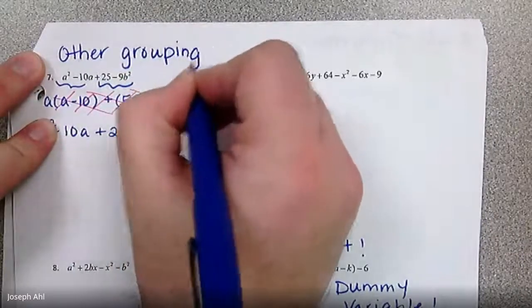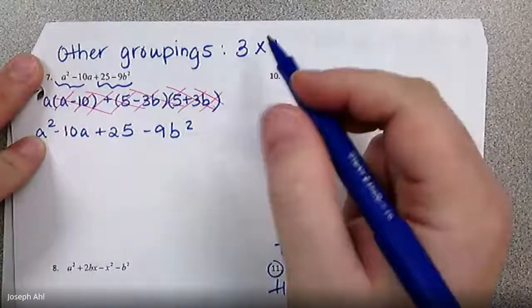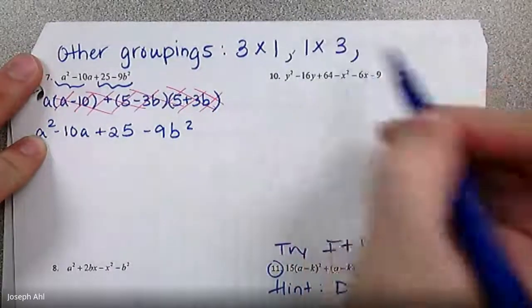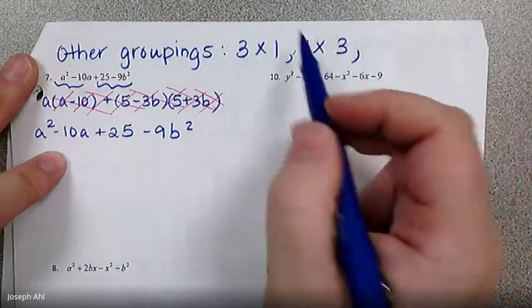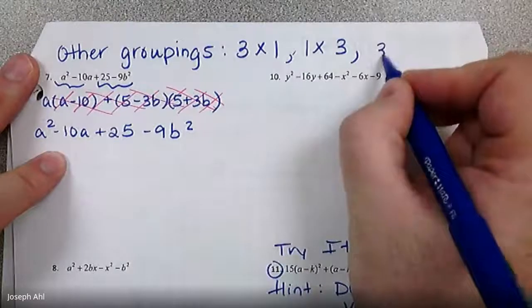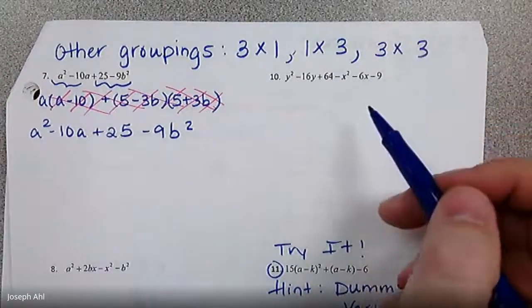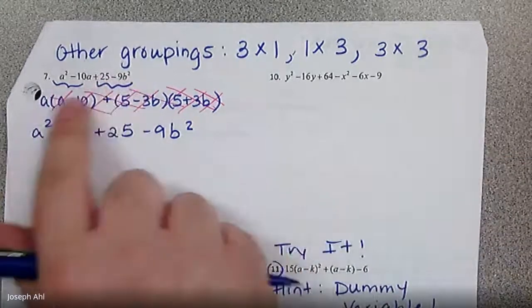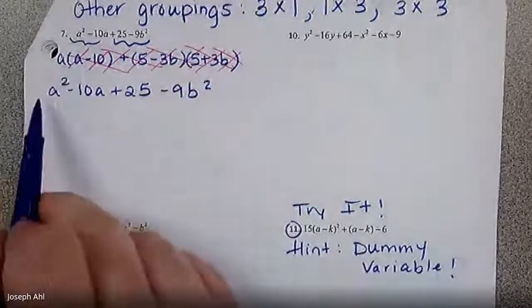And the other groupings that we're going to wind up seeing are 3 by 1. So group 3 terms together, leave 1 off to the side. Maybe it would be 1 by 3. These kind of seem the same, but they do look a little bit different. And then if you have a total of 6 terms, 3 by 3 will be the common technique for that. So since I tried 2 by 2 and 2 by 2 didn't seem like a good option here, why don't we look at 3 and 1?